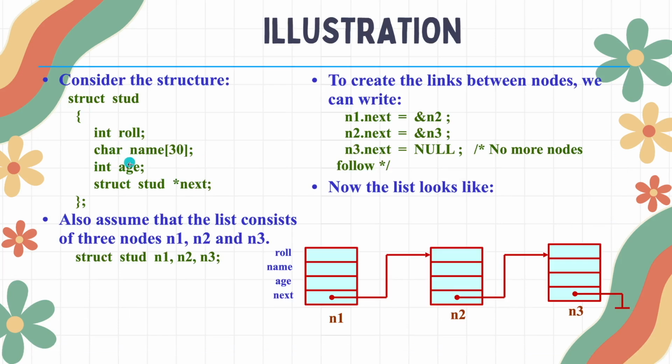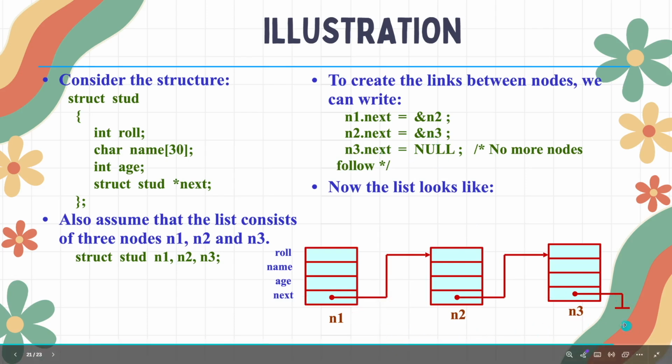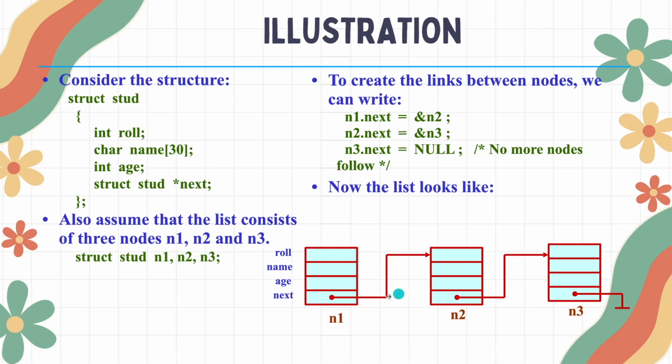So this is the concept of self-referential structures, and here you see an illustration where we have three members, roll number, name and age, and we have one self-referential pointer named next. With the assignments n1 dot next is ampersand n2, n2 dot next is equal to ampersand n3, and n3 dot next is equal to null, we chain up these three nodes n1, n2 and n3. This is how we create links between different records, or how we create a linked list in practice.